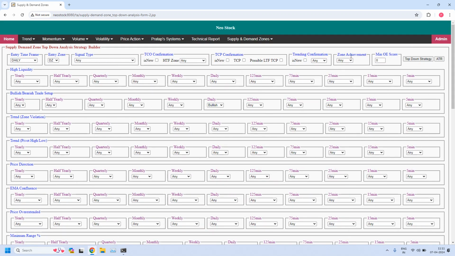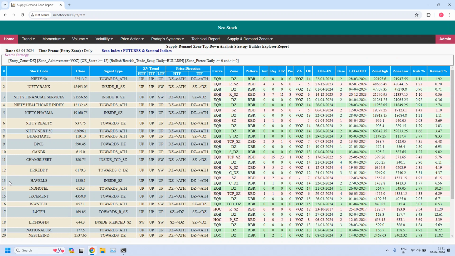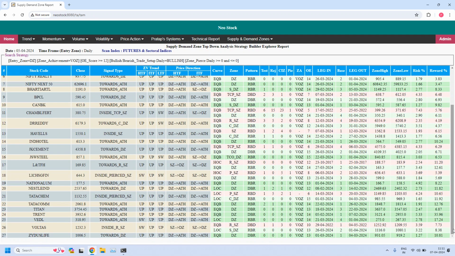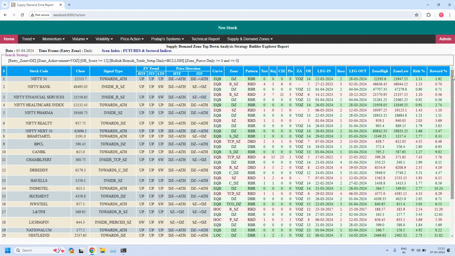And the second parameter, zone achievement should be VOZ, violated opposing zone. And third parameter, minimum odd enhancer score should be 12. For bullish or bearish trade setup, the minimum score should be 12. Now let us filter the stocks. So this is the filtered list. So total 27 stocks are filtered from this list.